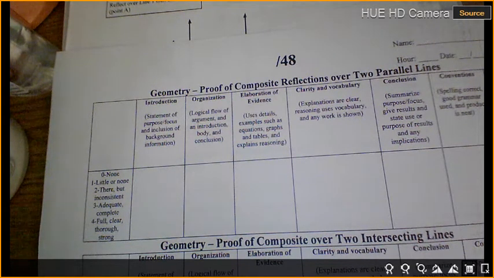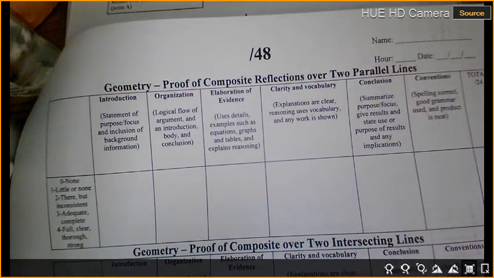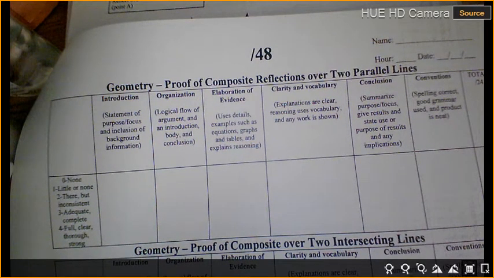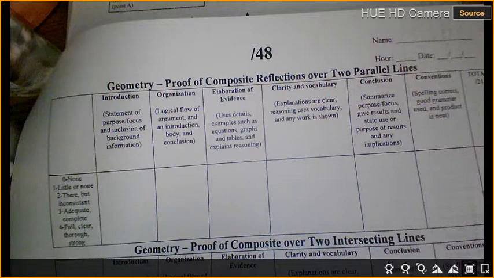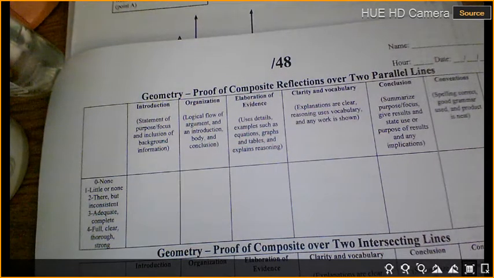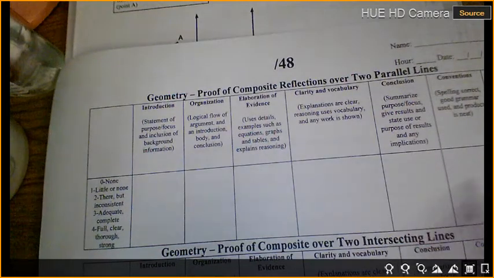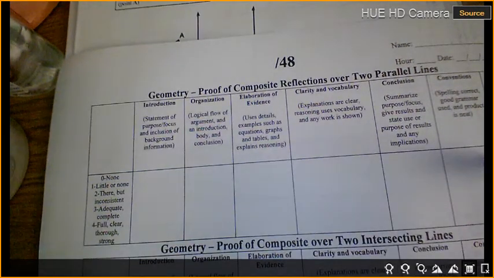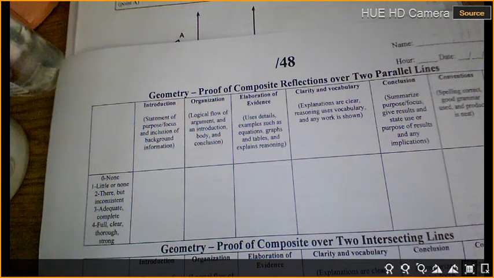Clarity and vocabulary, explanations are clear. Reasoning uses vocabulary that we have talked about in this class, things like reflecting. That's a key word in this. And that the final answer is a translation for the front. Conclusion, you need to summarize what happened, purpose, focus, given results, and you need to have good spelling, grammar, all that fun stuff. And it totals for 24 points. Okay, 4 points for each of these things gives you 24 points, okay? So you can get anywhere from a 0 to a 4.